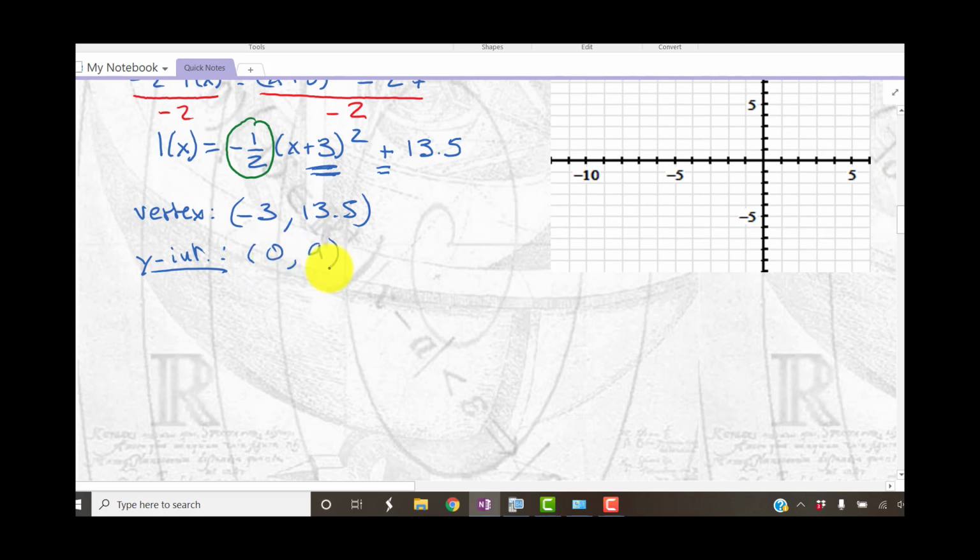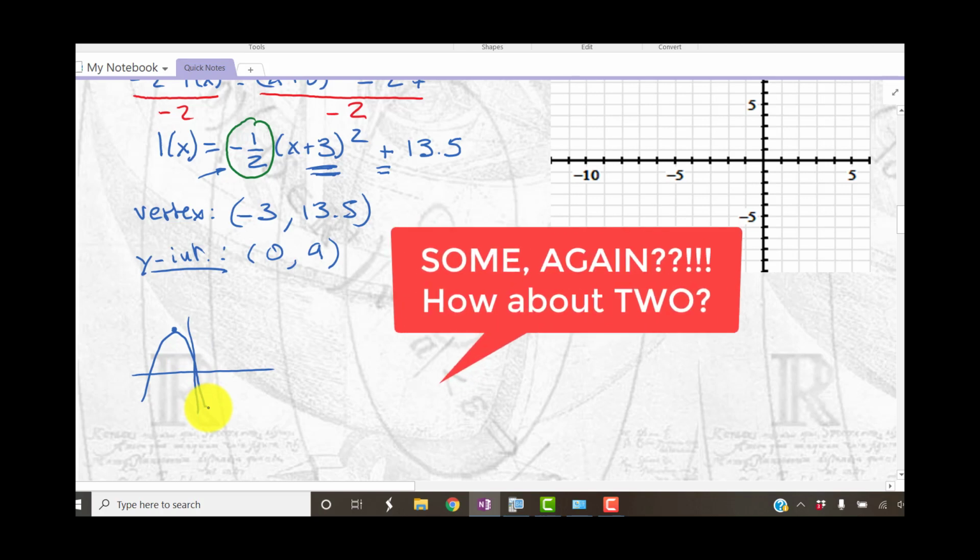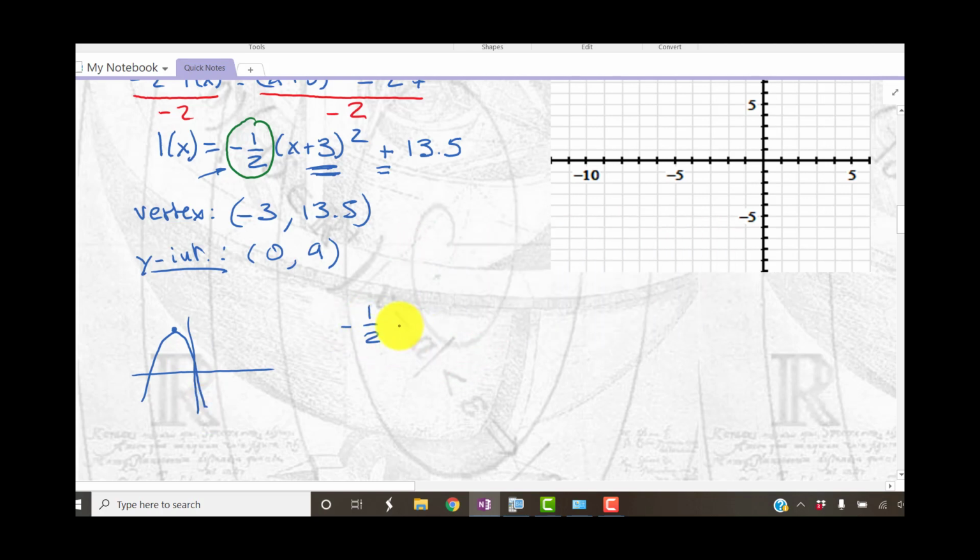Do I have any x-intercept? Well, let's see. My vertex is negative 3, 13.5, so somewhere here. And my parabola is concave down. Yes, I will have some x-intercept, so let's find them. So let's take this equation and let's make it equal to 0. Negative 1/2 x plus 3 squared plus 13.5 equal to 0. So first, we subtract 13.5 from both sides. Negative 1/2 x plus 3 squared equals negative 13.5.